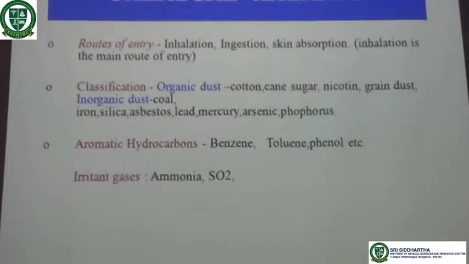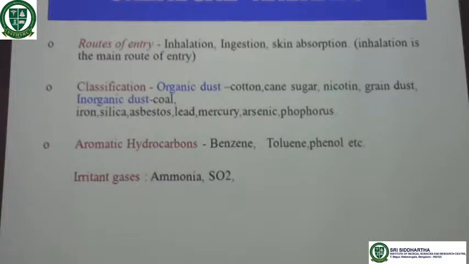When it comes to chemical hazards, we have n number of chemicals contributing to occupational hazards. As all of us are aware, the majority of industries use chemicals. Duration, quantum of exposure, and susceptibility play an important role in chemical hazards. We have to think about different routes, that is inhalation, ingestion, and skin absorption, but inhalation plays an important role.